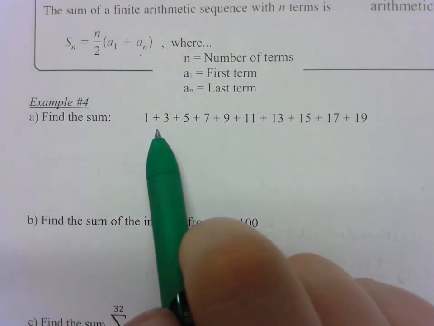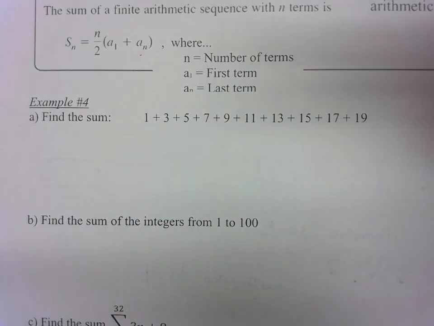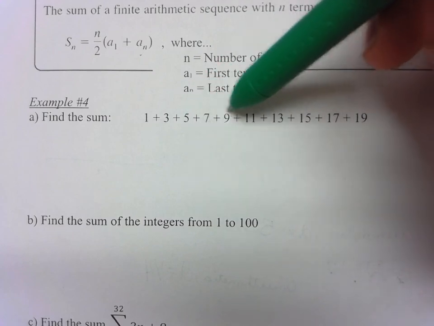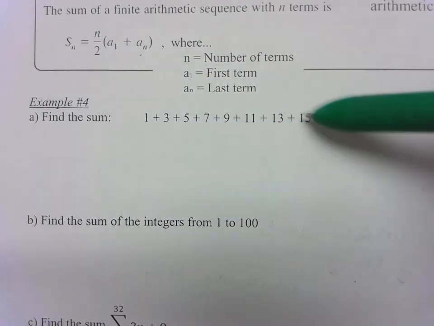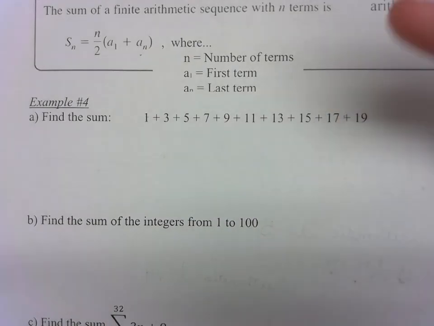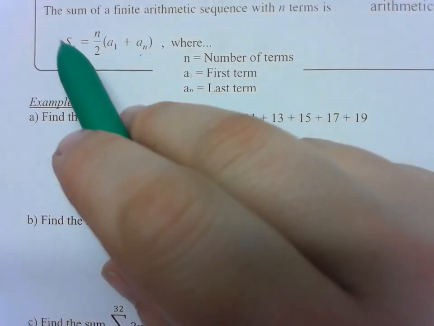Find the sum of this finite arithmetic sequence. First, let's make sure it's arithmetic. See, that would be plus 2, plus 2, plus 2, plus 2, plus 2. Okay, life is good. This is arithmetic, and the common difference is plus 2 each time. That's a good thing. So let's break down this formula up here.